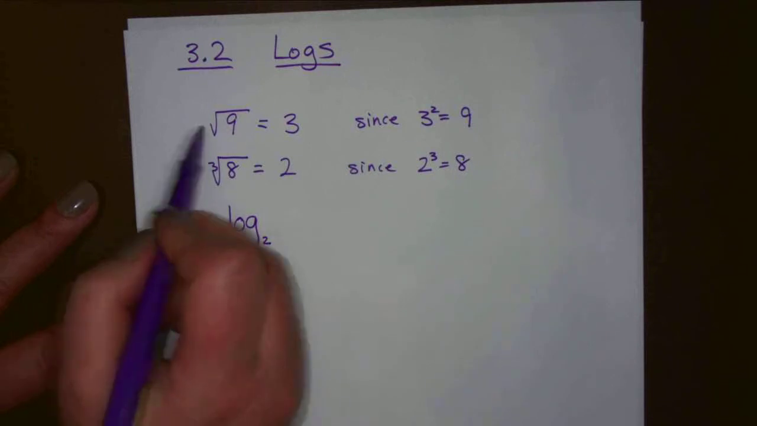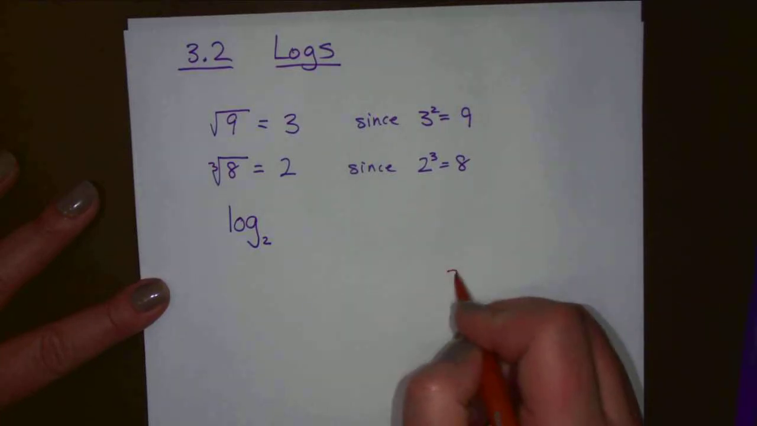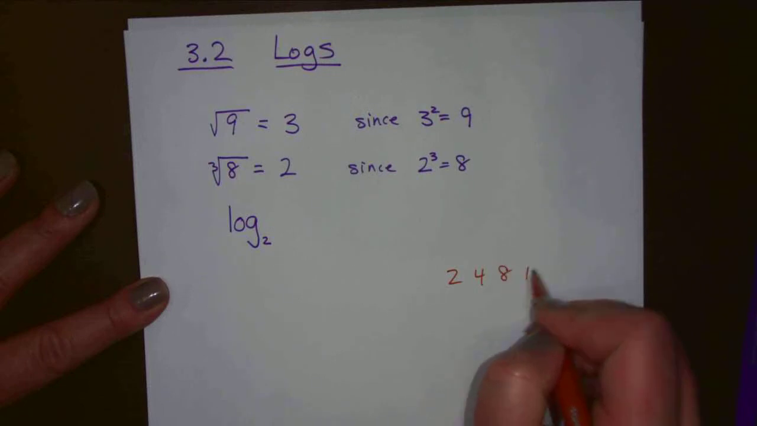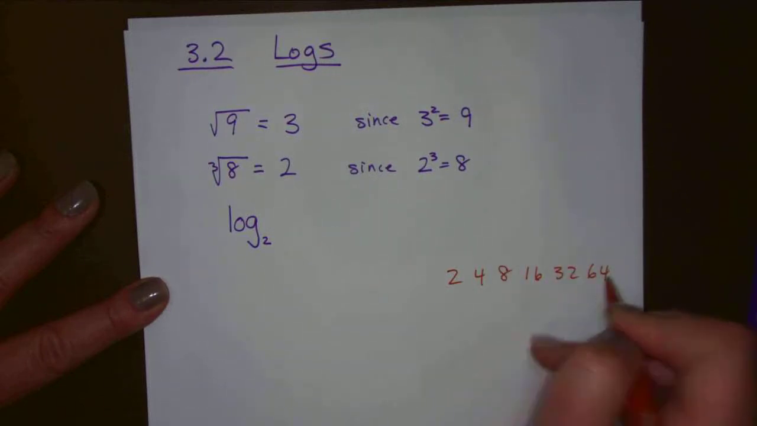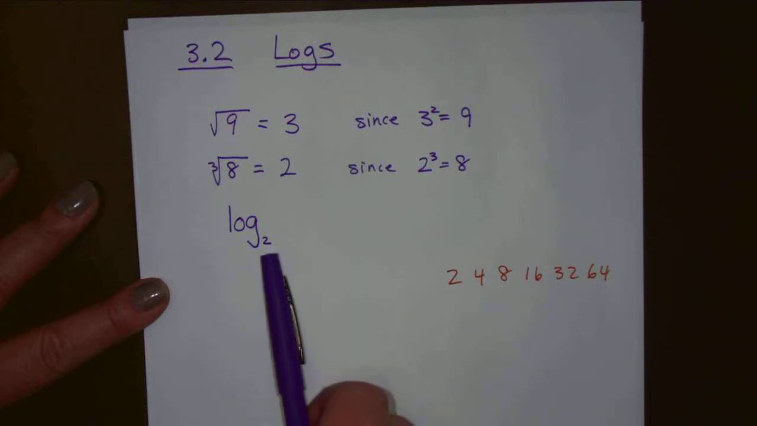Log base 2. It's just like a square root, log base 2, except we're saying the powers of 2. So when we put the base 2, we're saying, okay, think about all the powers of 2, which are what? 2, 4, 8, 16, 32, 64. That's as high as I want you to know. There are more, of course. But when you see a base 2, that's what you're thinking.